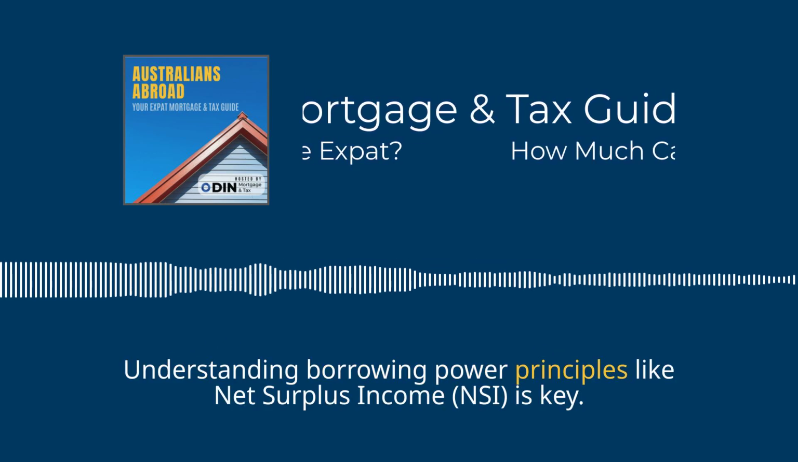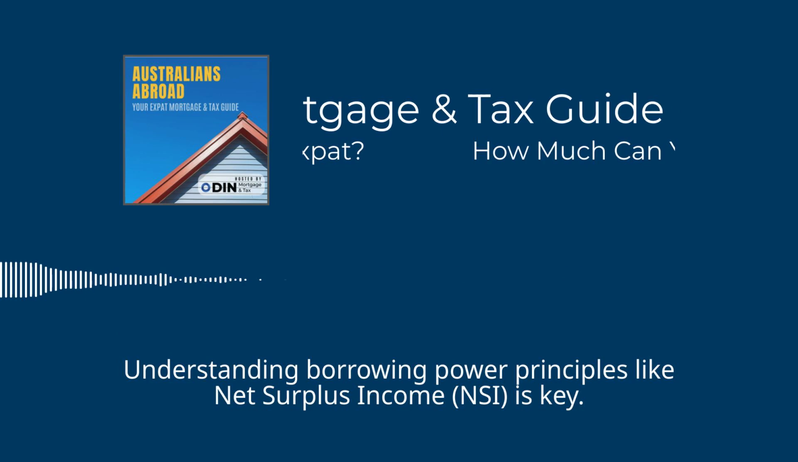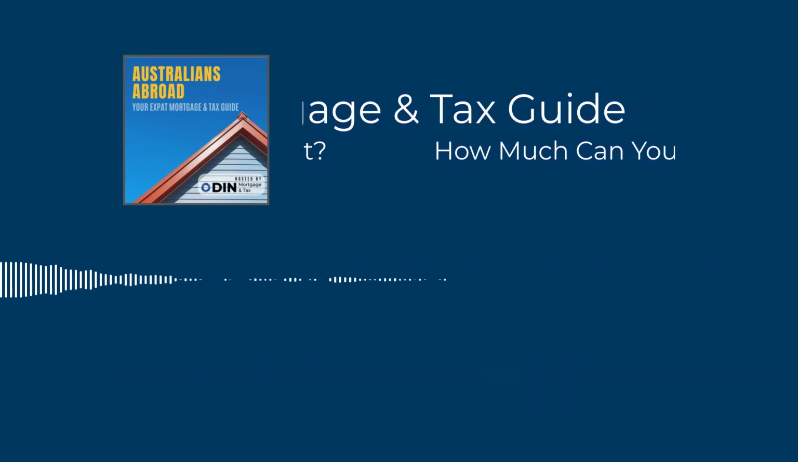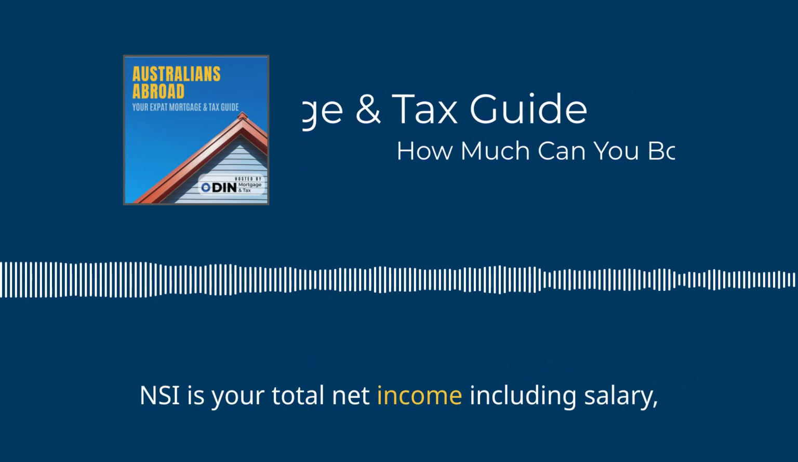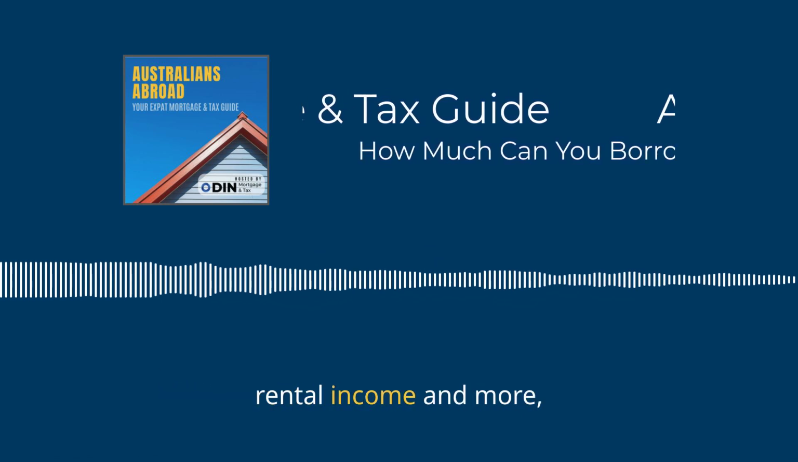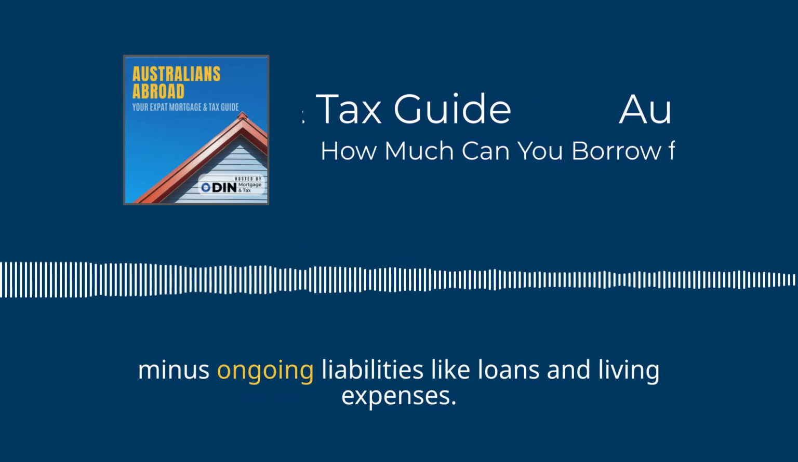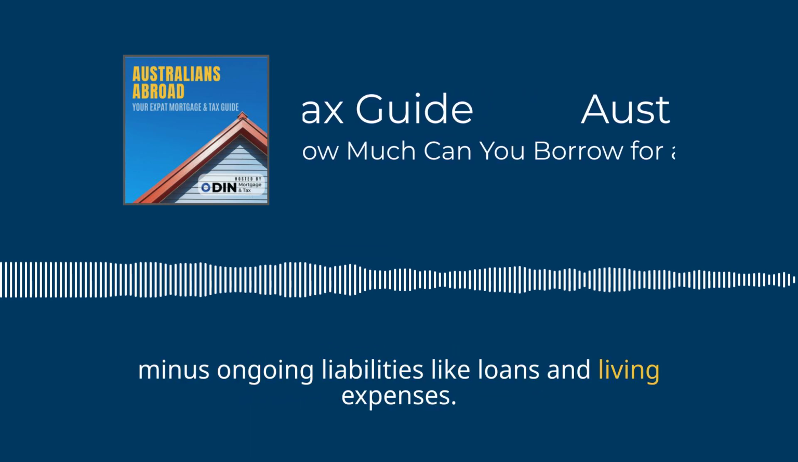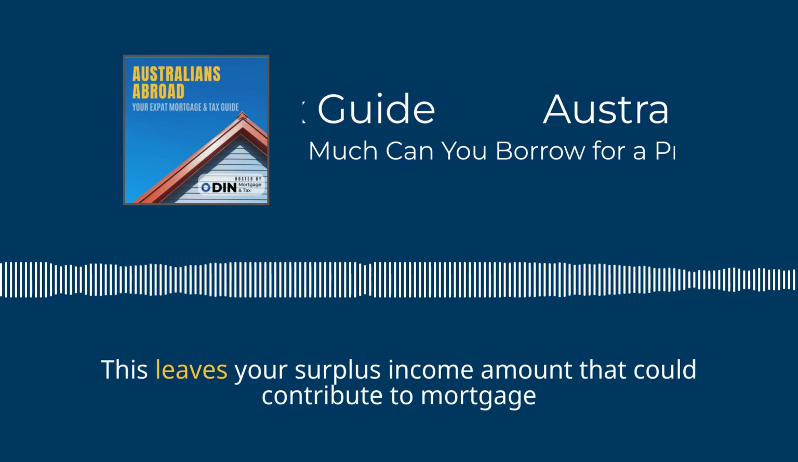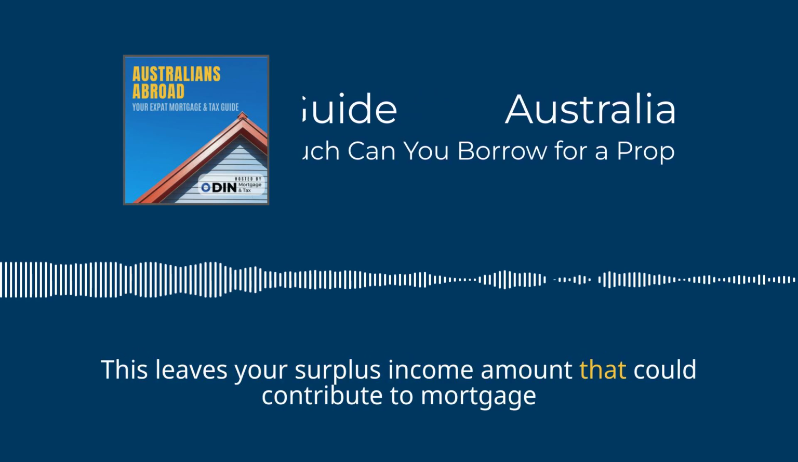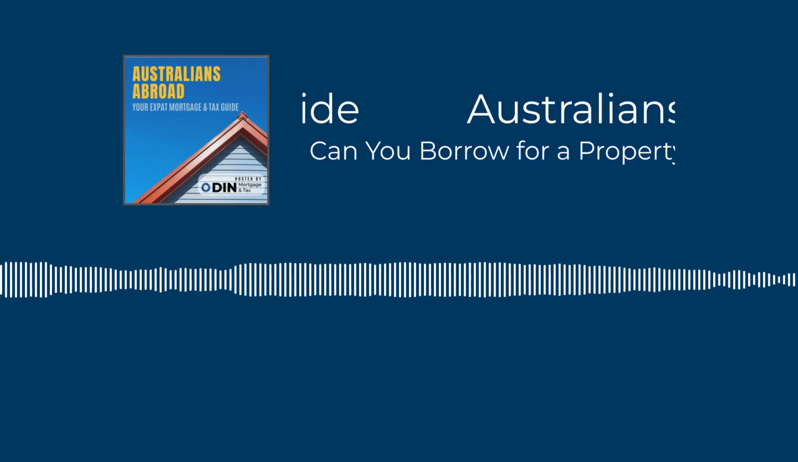Understanding borrowing power principles like net surplus income, NSI, is key. NSI is your total net income, including salary, rental income, and more, minus ongoing liabilities like loans and living expenses. This leaves your surplus income amount that could contribute to mortgage repayments.